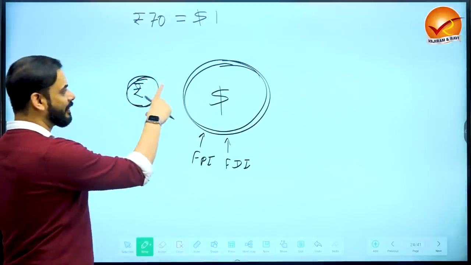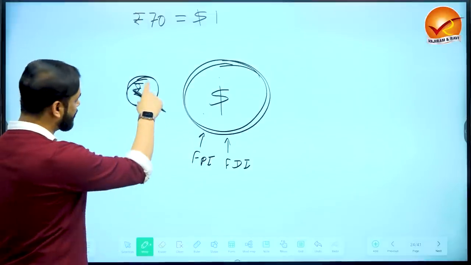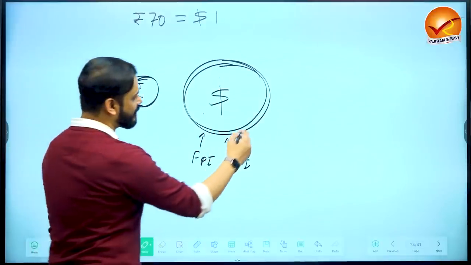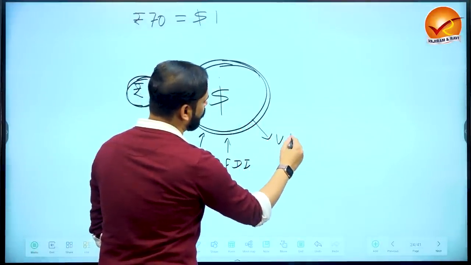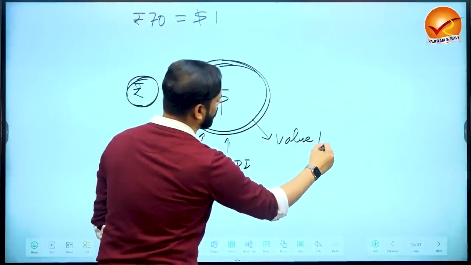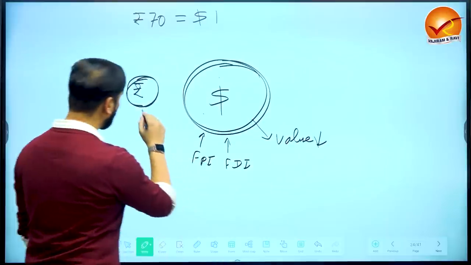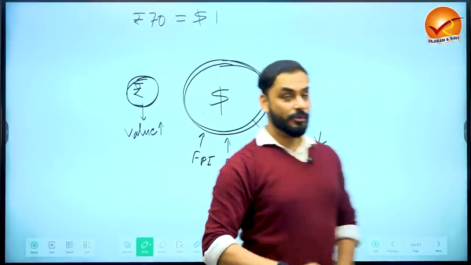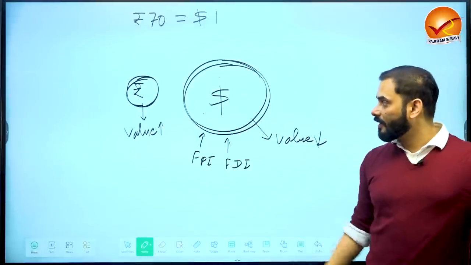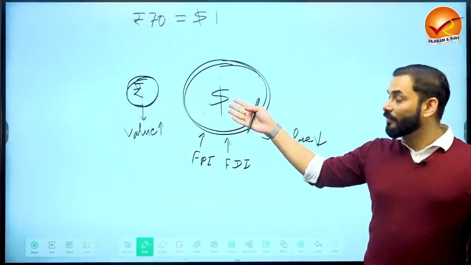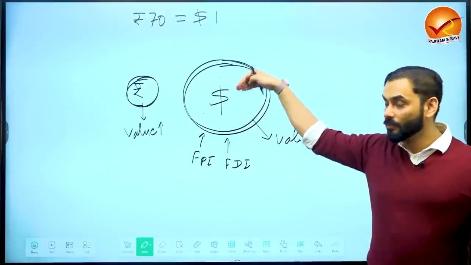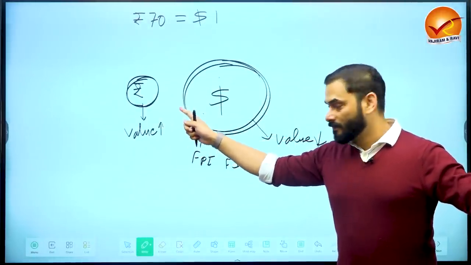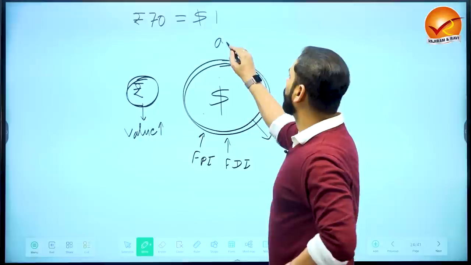Whenever the supply of dollar increases and the supply of rupee is less, supply of dollar is more. Whenever the supply of something is more, its value comes down. And whenever rupee is less, its value goes up. Because of FDI, FPI, we get more dollars. When something is supplied more, its value goes down and the value of rupee goes up. This is called appreciation.